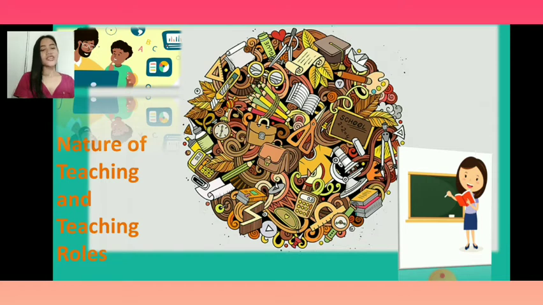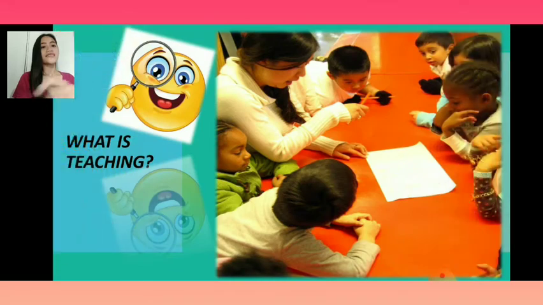This discussion is all about two topics: what is teaching, and the UNESCO's four pillars of learning. So let's first define what is teaching.